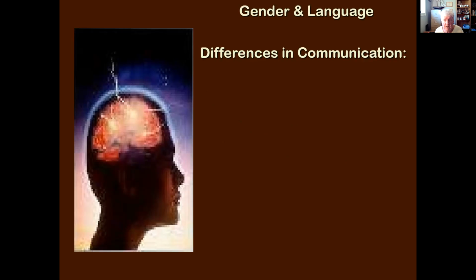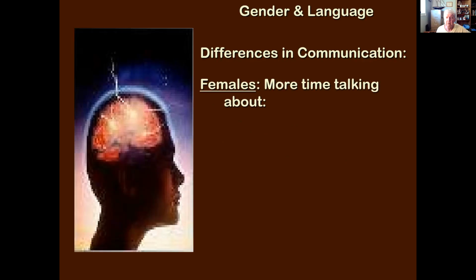Gender language. There are differences in communication between genders, and we just need to appreciate that there are differences between them. Females first. Here are some important things to understand about females. So when you're speaking to females, you need to have some grasp of their communication language.